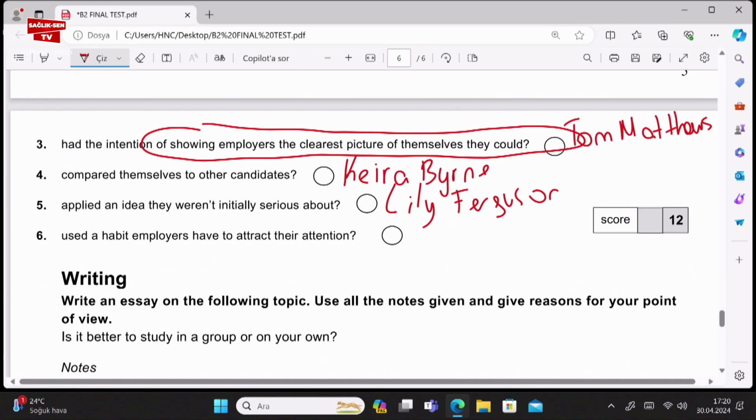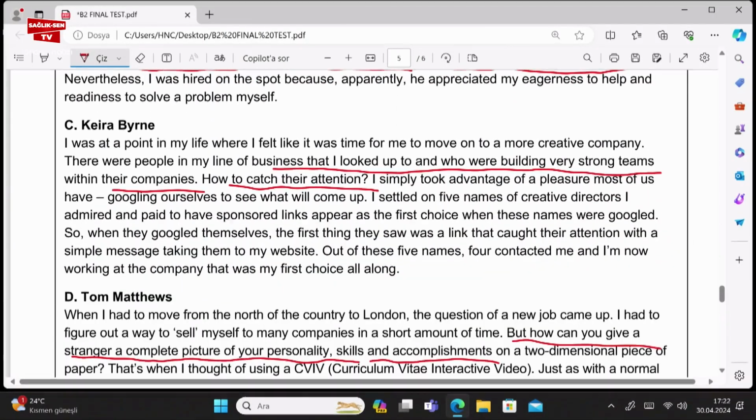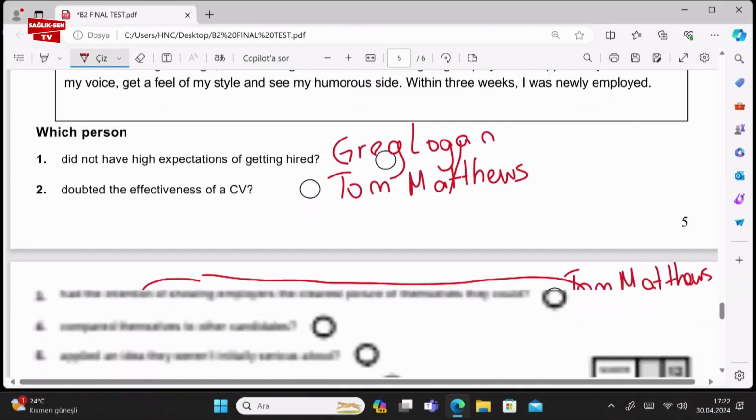Use the habits employers have to attract their attention. So when we talked about Greg Logan, he said that he read about all sorts of crazy things, but he went for something that is classic and not out of the box.